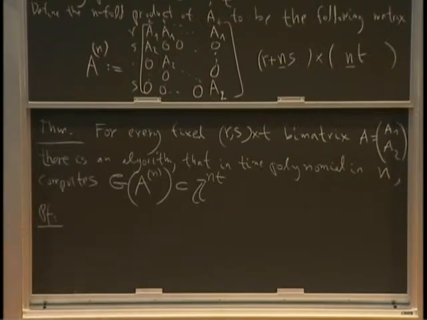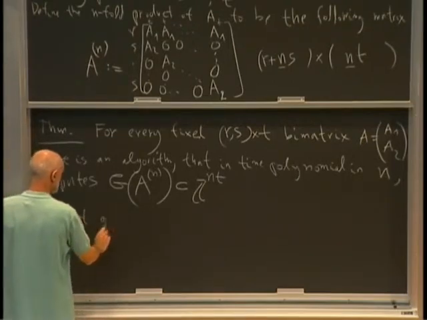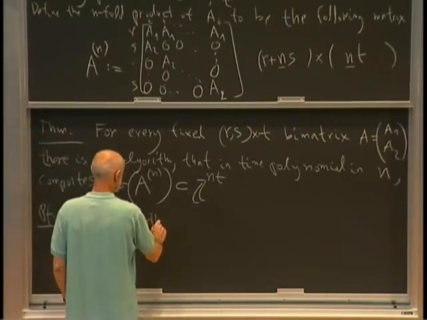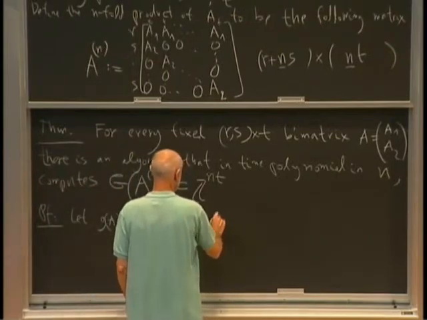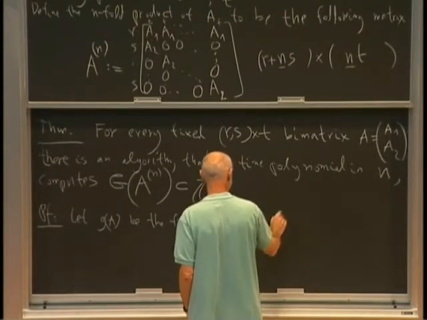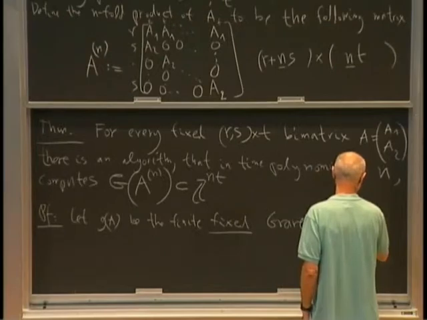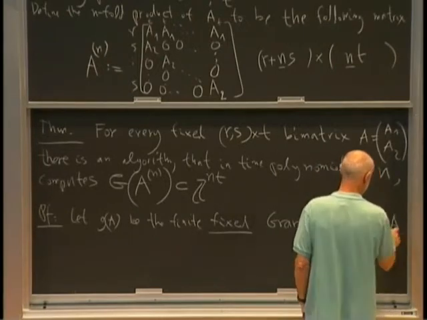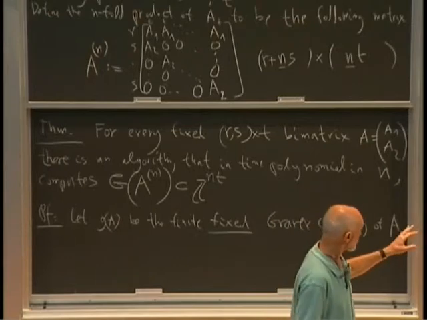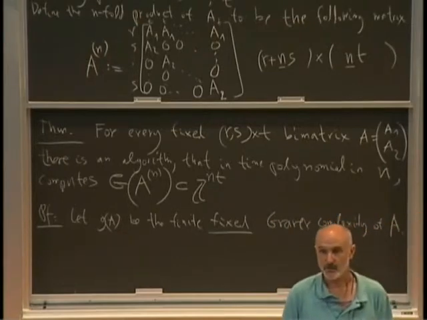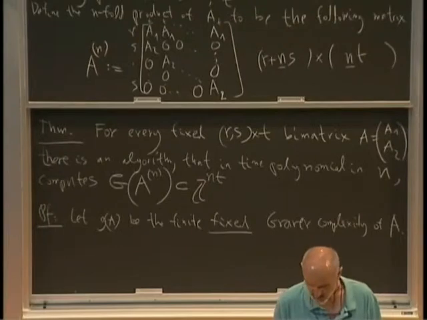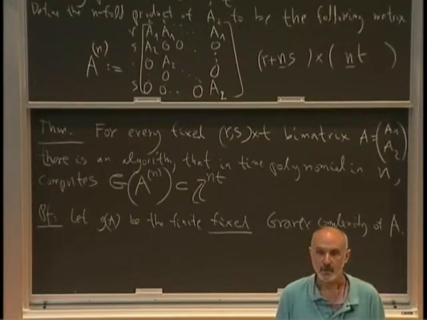We have this lemma, we have this lemma, two lemmas. So what do we do? Well, let g of A be the finite fixed Gradual complexity of A. So for every matrix A, I mean, this is a little abstract. I should have given an example. Okay, I'll give an example after this. It's hard to understand this.